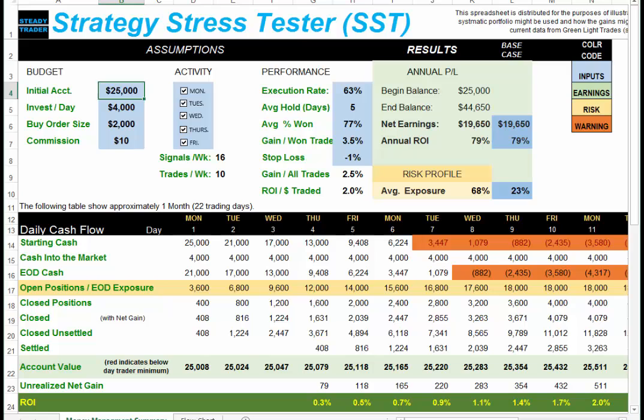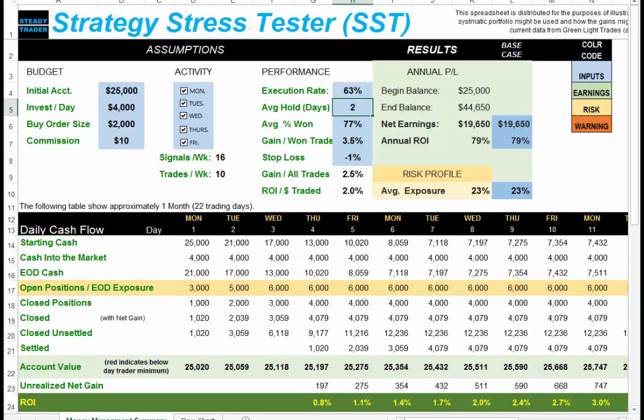So here again, one variable, hold period, flows through the model and has tremendous impact. Let's do just a couple more examples to show you just how powerful this model can be.